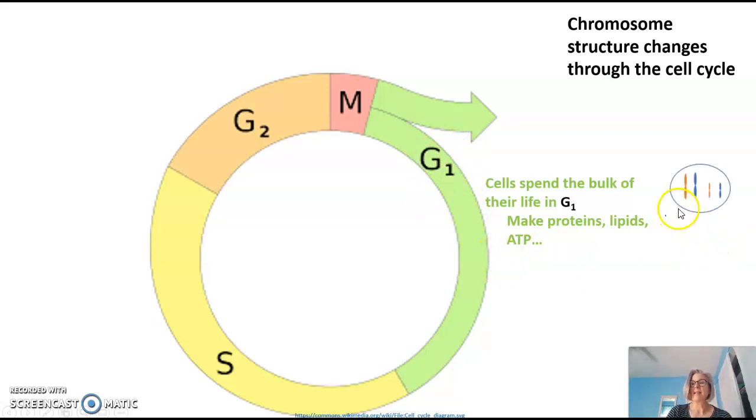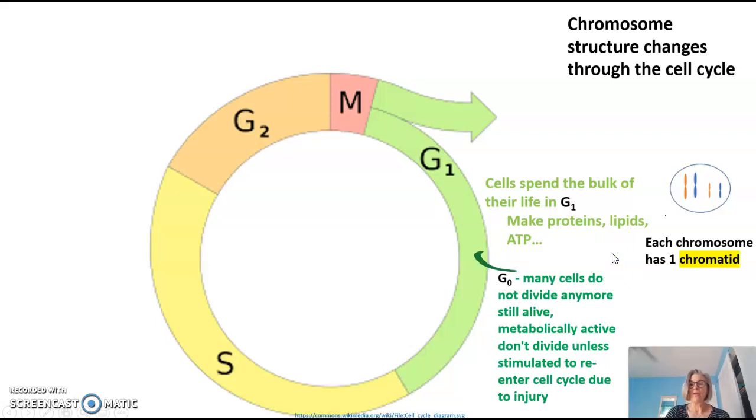During this time, cells have unreplicated chromosomes. So I'm showing you a nucleus here from a cell that has 4 chromosomes. It has 2 large chromosomes and 2 small chromosomes. Each has 1 chromatid. So in an unreplicated chromosome in G1, there is 1 chromatid per chromosome.